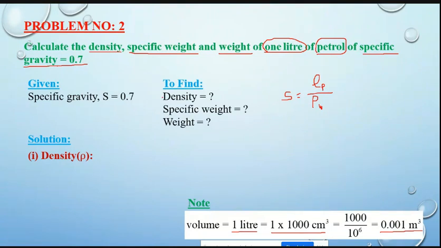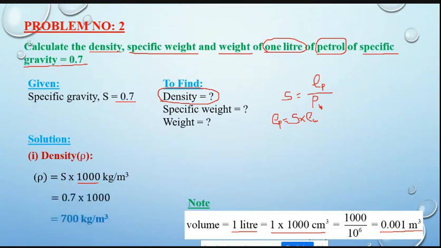The required data that we have to find here is density of the petrol. Density of the petrol is equal to specific gravity into density of water. The density of water is 1000, and specific gravity is available. If you use those values, the density of petrol will be 700 kilogram per meter cube. Okay, is it clear?